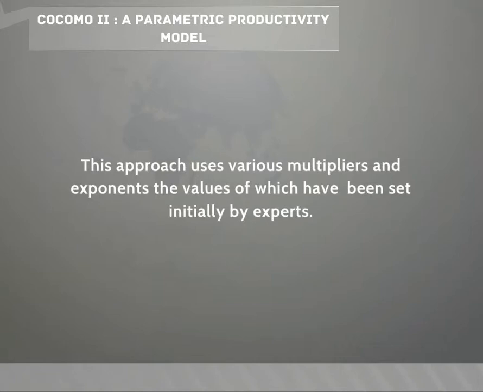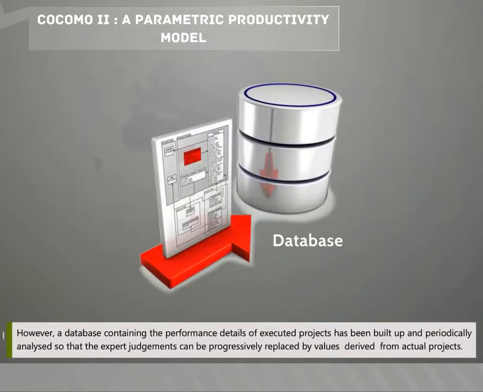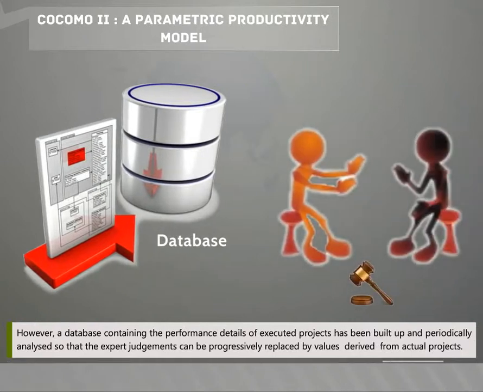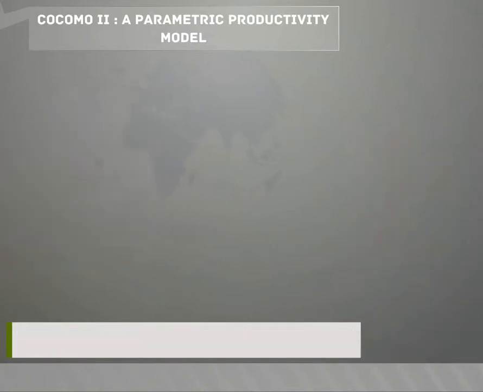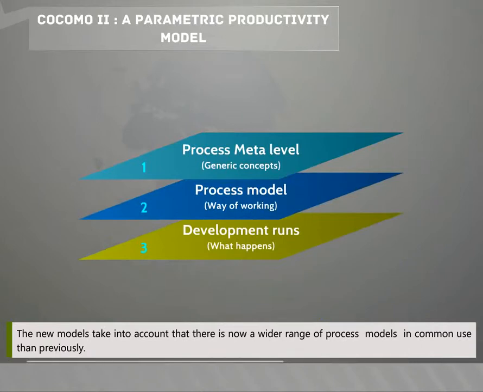This approach uses various multipliers and exponents, the values of which have been set initially by experts. However, a database containing the performance details of executed projects has been built up and periodically analyzed so that the experts' judgments can be progressively replaced by values derived from actual projects. The new models take into account that there is now a wider range of process models in common use than previously.